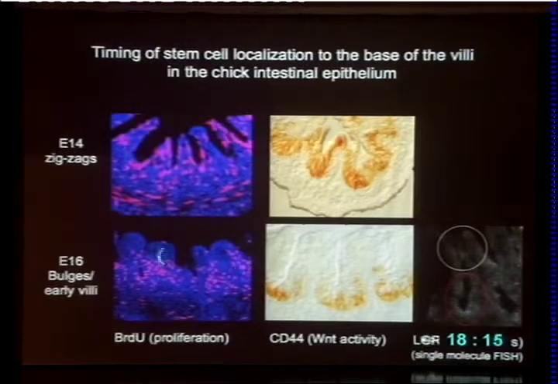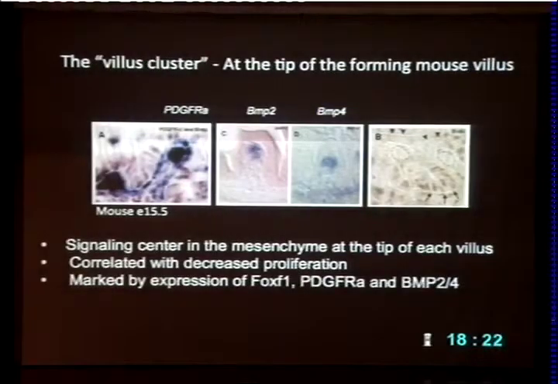Now, this loss of proliferation at the tip, how does that occur? We actually have a hint at that, and that comes from work in mice. Work from other laboratories in mice has shown that there's a group of genes expressed at the tip of the growing villus that they call the villus cluster. These cells up at the tip express PDGF receptor alpha, BMP2 and BMP4, and also a transcription factor, not shown on the slide, FOXF1. That's previously been correlated with a downregulation in proliferation; this is a BrdU staining.